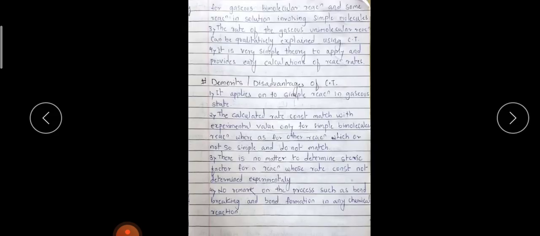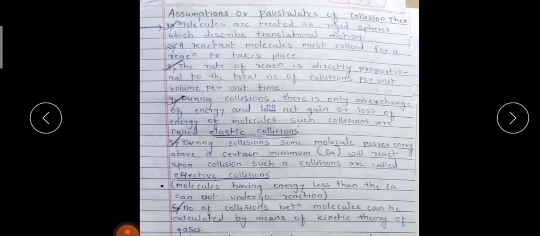Then we have to see the fast reaction, slow reaction, moderate reaction, and their definitions. Then how we can determine, or study, the rate of the fast reaction, or the kinetics of the fast reaction, using the stopped flow method and the flash photolysis. First of all, we will focus on the assumptions or the postulates of the collision theory.